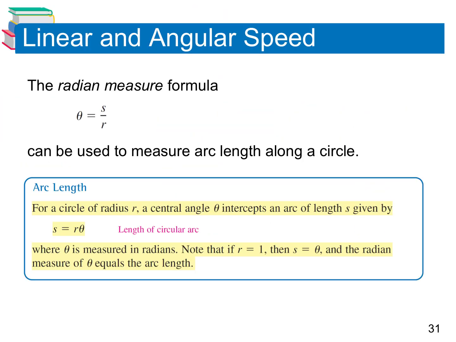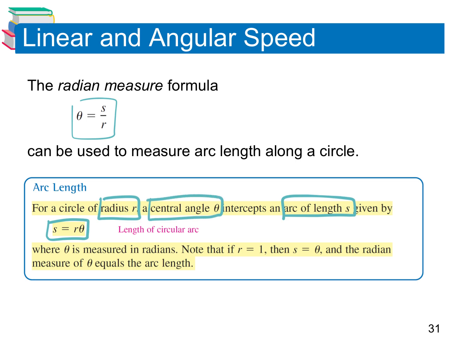Next page, we're going to talk about arc length. So our arc length formula comes from that first formula that we had on the first couple pages when we talked about finding radians. So our arc length is S. S is equal to R times theta, where R is our radius and theta is the central angle. Now, just like before, theta is measured in radians. So when you're using this formula, make sure theta is in radians.